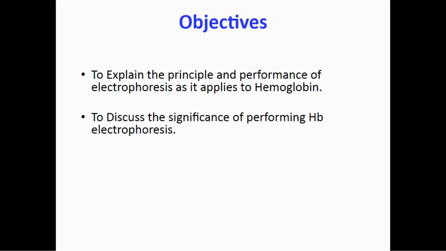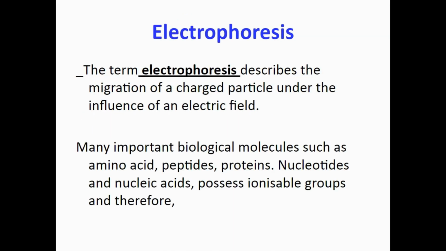Principle and performance of electrophoresis as it applies to hemoglobin, and to discuss the significance of performing hemoglobin electrophoresis. So basically, electrophoresis is a method through which charged molecules in a solution, chiefly proteins and nucleic acids, migrate in response to an electrical field.